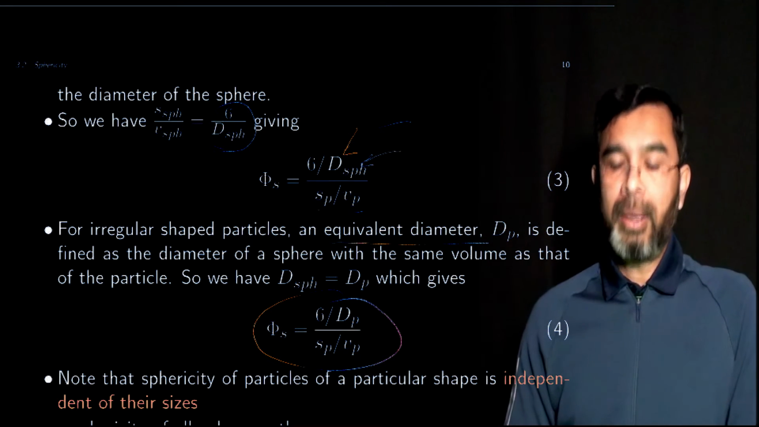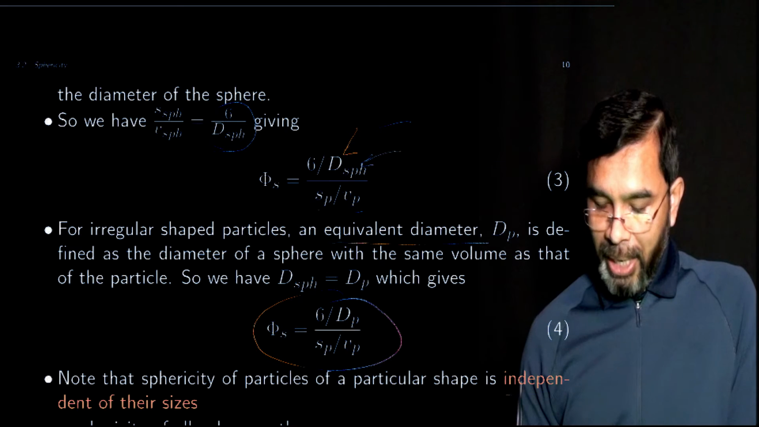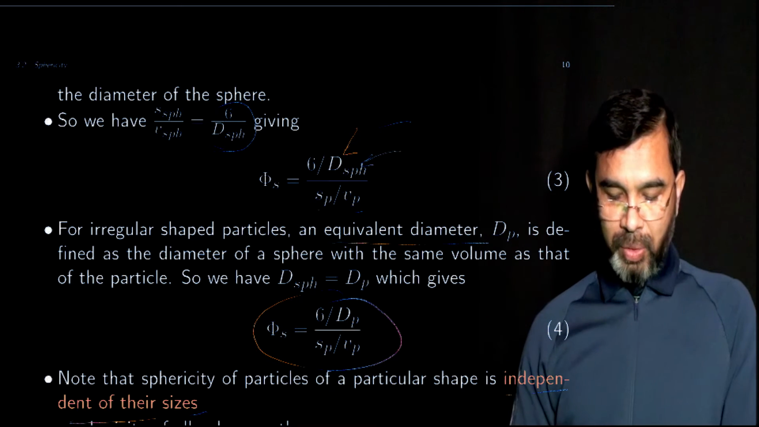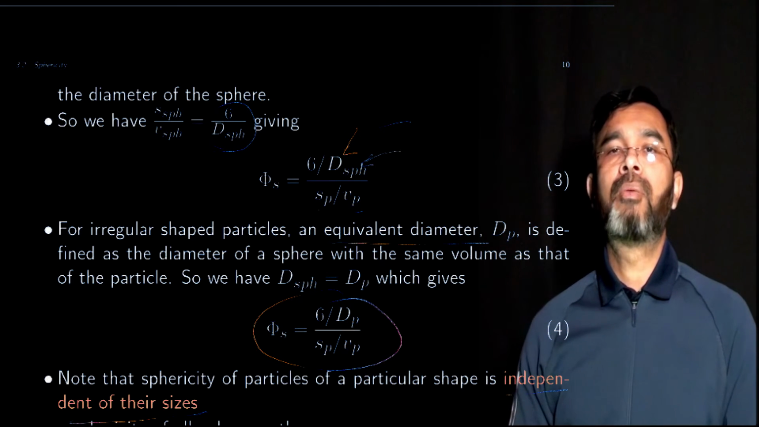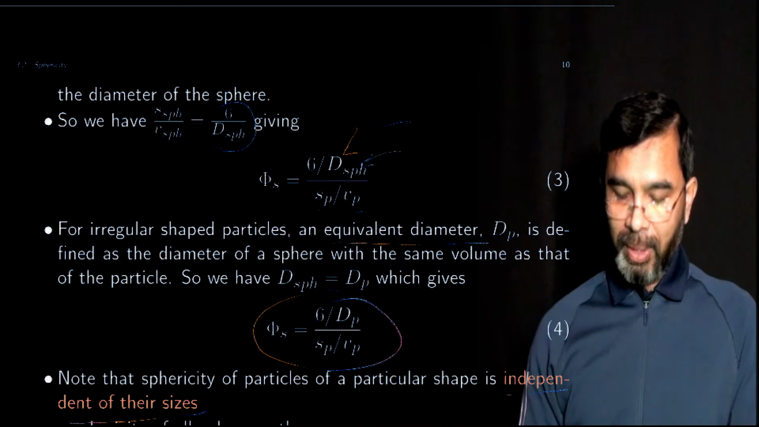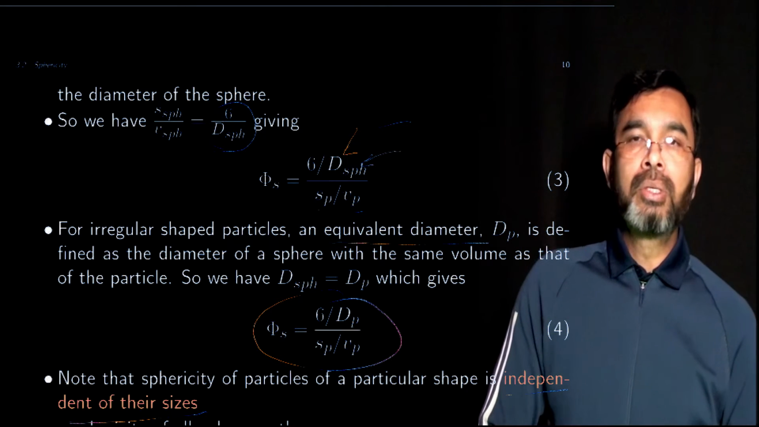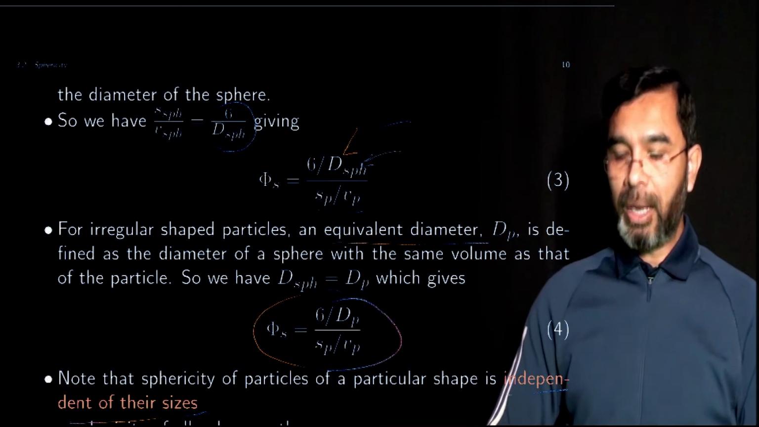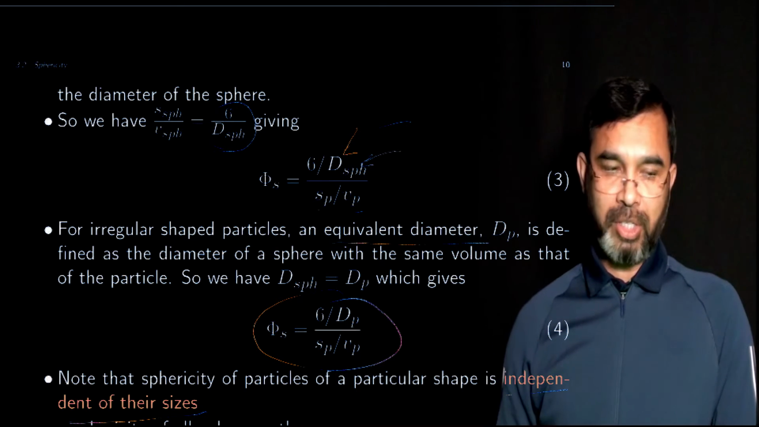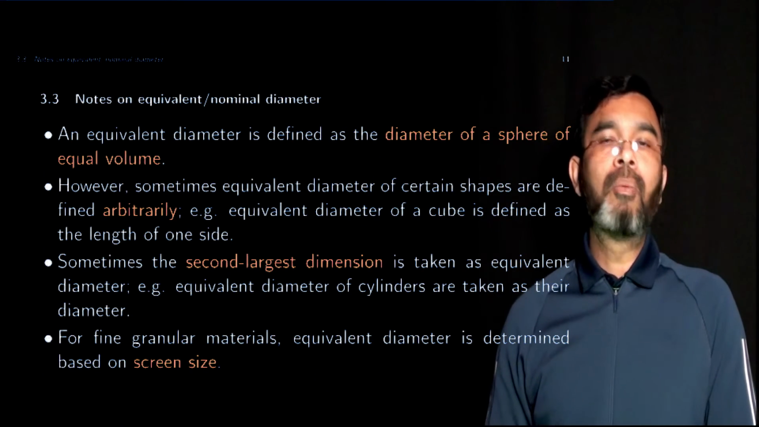Now the sphericity of a particle with a particular shape will be independent of its size, meaning that the sphericity of all cubes will be the same. If you take some apples with different sizes but having the same shape, you will have the same sphericity. A few notes on the equivalent diameter.